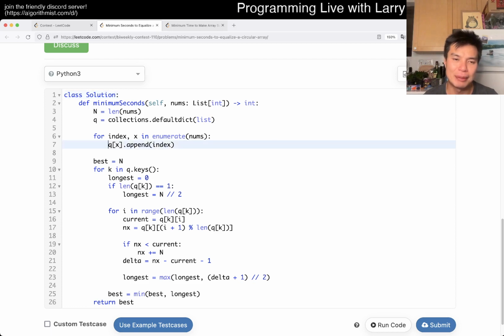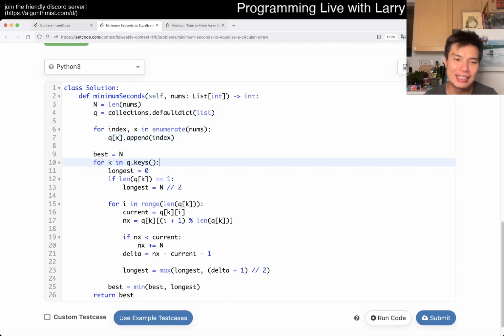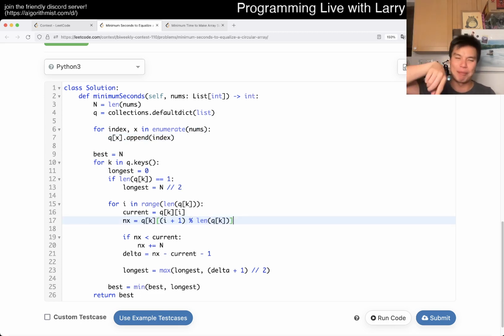Basically, I keep track, for each number x, of all the indices here. I don't know why I call it q, but in any case, I keep track of all the indices. And then for every index, I look through the adjacent elements, and because of the way we append, all the adjacent elements are going to be in order, except for maybe wrap around because it's circular.